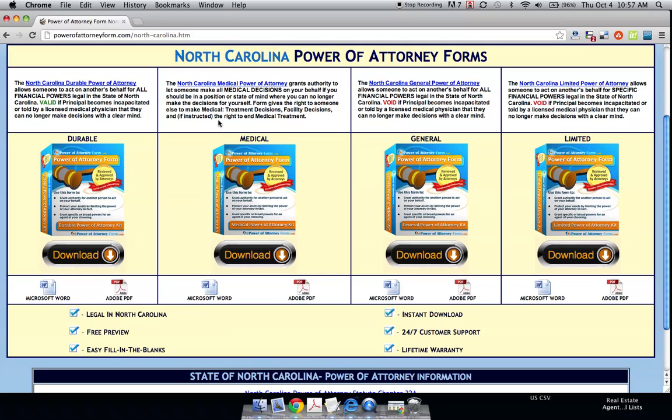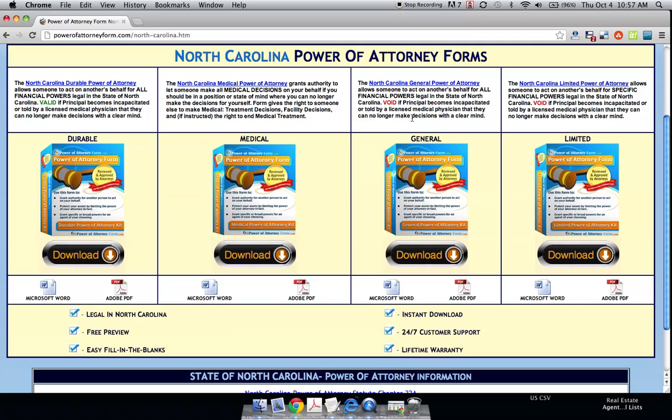Now going to the right, we have the North Carolina Medical Power of Attorney form. This is a great form for exactly how it sounds, to have someone handle all your healthcare decision making just in case you're not able to do so yourself. So what we see a lot of times is people will download the durable and medical forms so that they have that person that can cover each end.